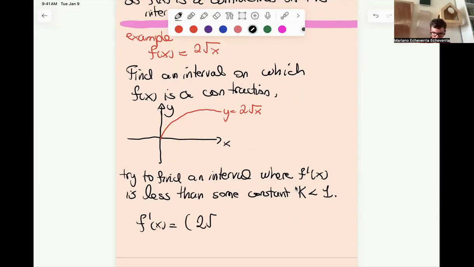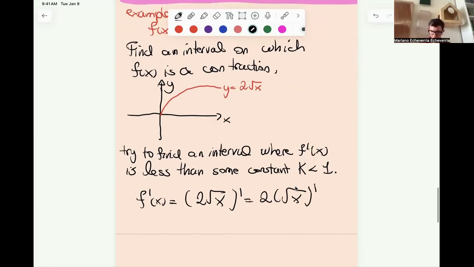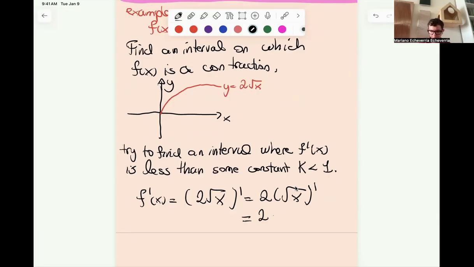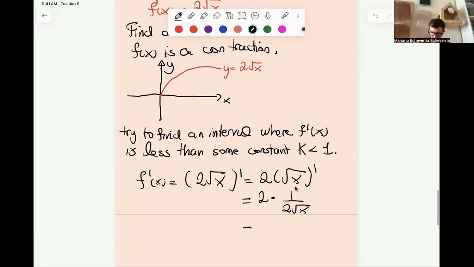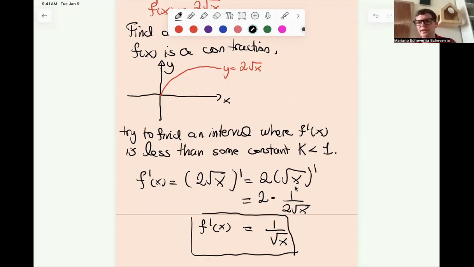Well, that's the derivative of two root of x. The constant comes out of the derivative, right? So it's just 2 times the derivative of root of x, which is 1 over 2 root of x. Hopefully you remember that, right? And this gives you 1 over root of x. So that is f prime of x. So you see, having the 2 in front is nicer so that you can kill off the twos.